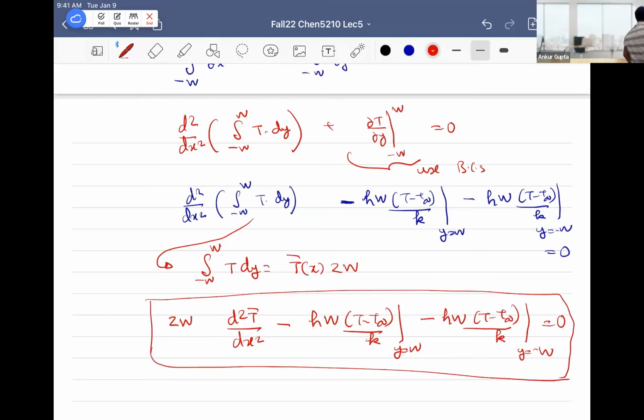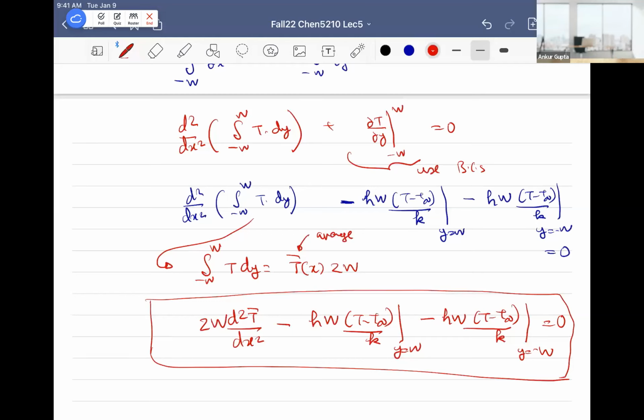So that's it. So how do I go further? Yes. Oh, the bar is the average. So this was defined as the average.